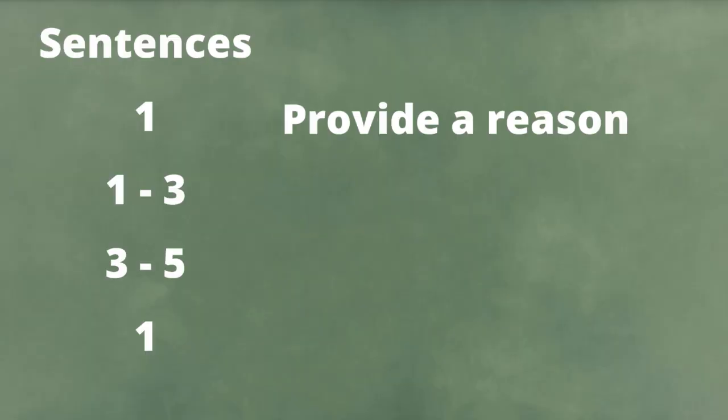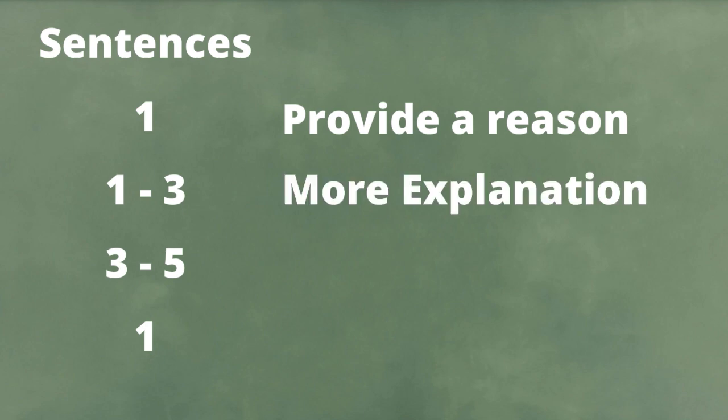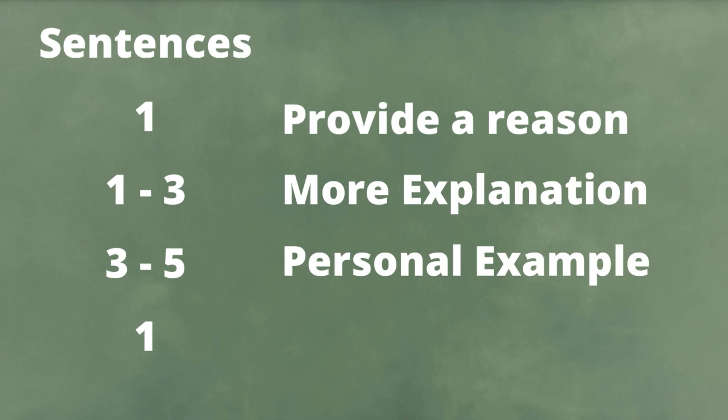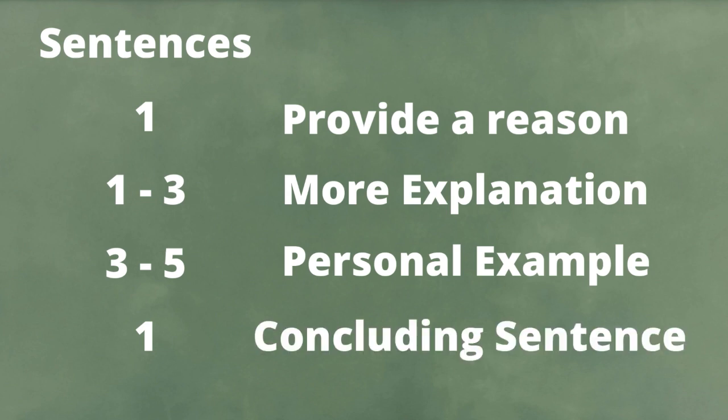One sentence providing the reason for your opinion, 1 to 3 sentences further explaining your reason, 3 to 5 sentences explaining your personal example that supports your reason, 1 concluding sentence that connects your personal example back to your stance on the topic. Don't forget this.